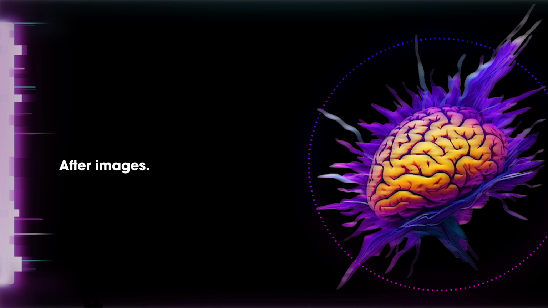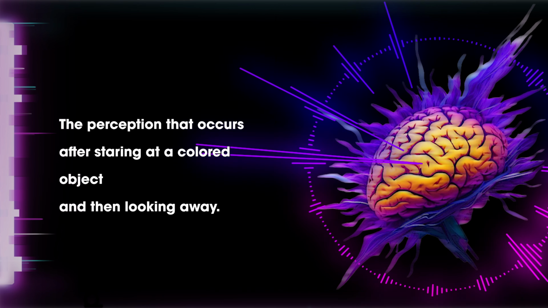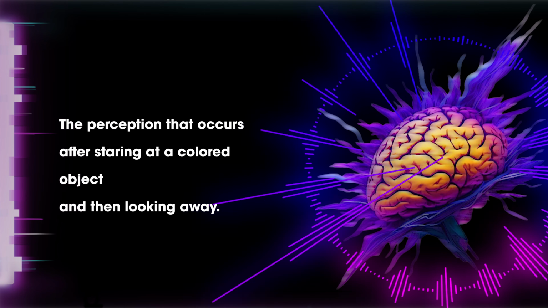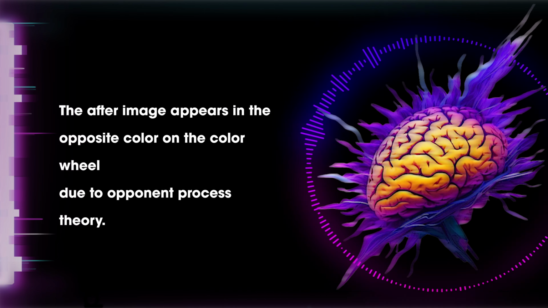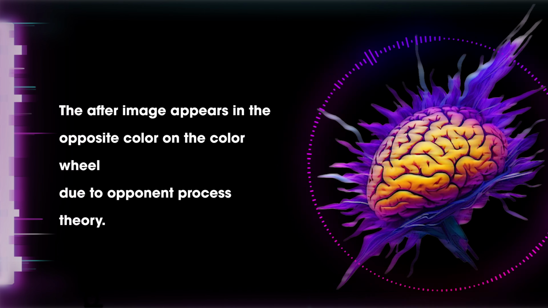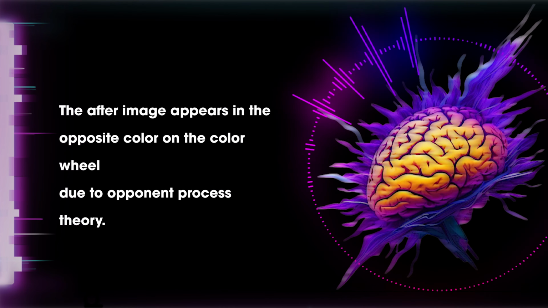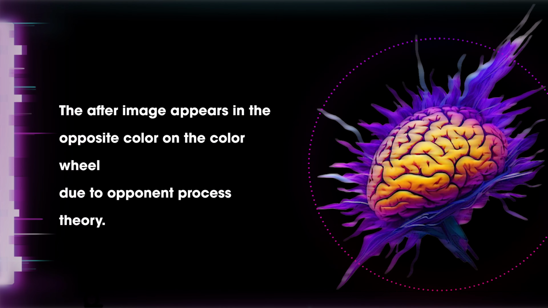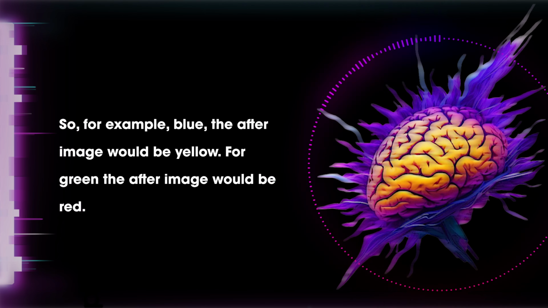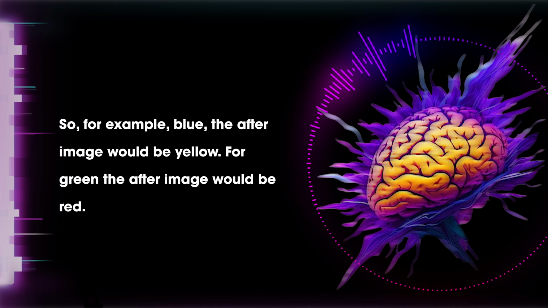Color after images. The perception that occurs after staring at a colored object and then looking away. The after image appears in the opposite color on the color wheel due to opponent process theory. So for example, blue, the after image would be yellow, or green, the after image would be red.